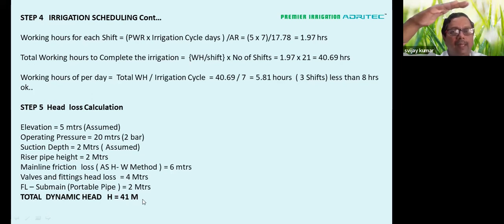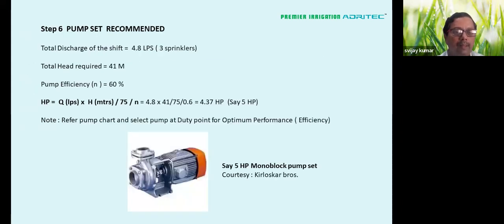So I have calculated the head. I also know the discharge. Once I know the head and discharge, then it is very easy to calculate the horsepower. So let us see how to do that. For the pump set, for example, I told you there are three sprinklers operating, and the total discharge of the three sprinklers will be 4.8 liters per second. Mind you, when we are using the horsepower formula, the discharge has to be in liters per second only and not in liters per hour. And the total head requirement we just calculated is around 41 meters. And typically the pumps in India have an efficiency of between 57 to 65%. So I have considered an average value of 60% as the efficiency.